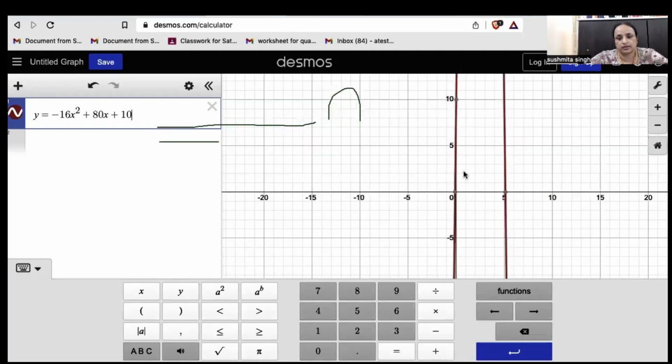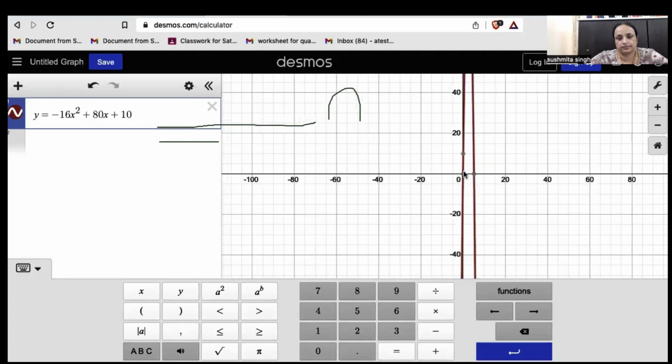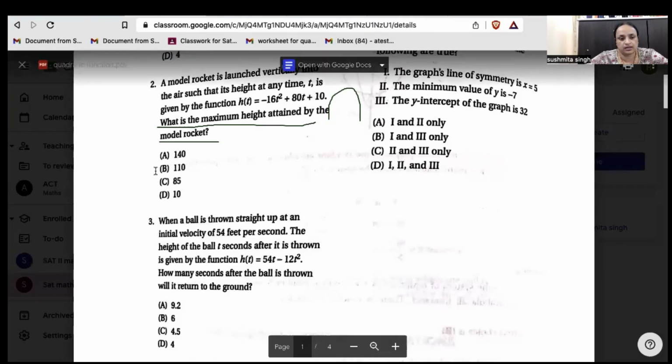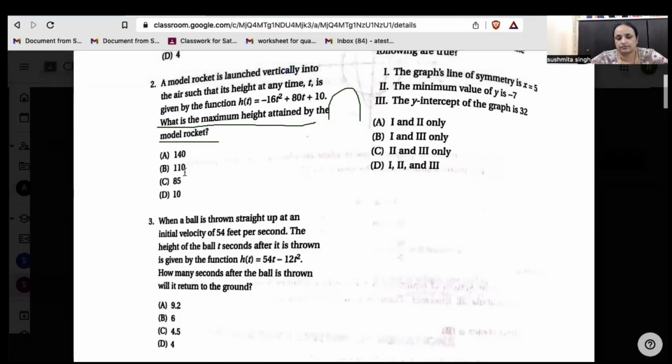So we'll go like this. Yes, so vertex, can you see? Because height is my y component, at time 2.5 seconds, the height is 110. So the answer would be 110. Clear?